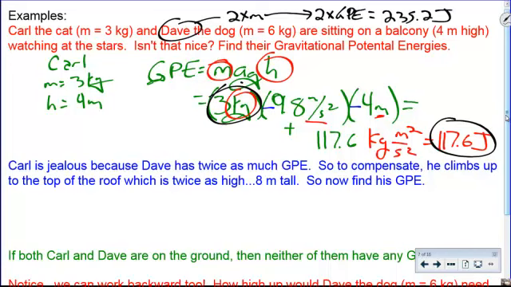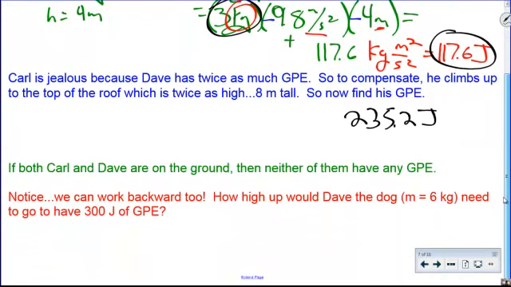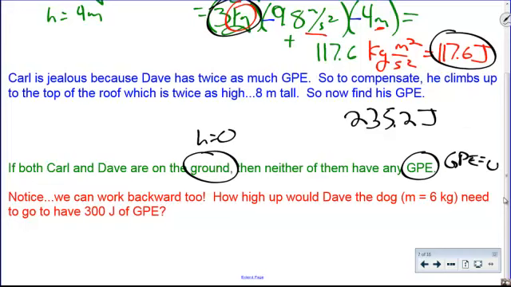Okay. And then it says Carl gets jealous, so he climbs up twice as high. And that has the same effect, okay? So now his GPE would be 235.2 joules. Okay? All right, and then finally, if they are both on the ground, that means their height is going to be 0, and that means that their GPE would be 0. Okay? So, on my answer keys, I will always be assuming that the lowest point in the problem is a height of 0. Okay?